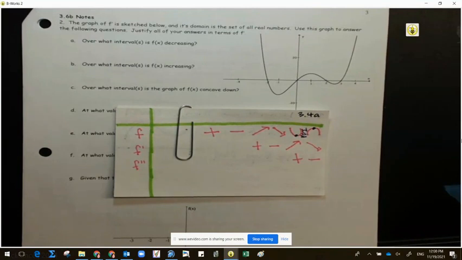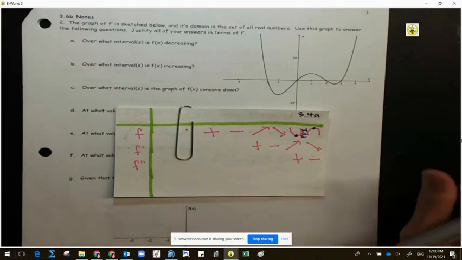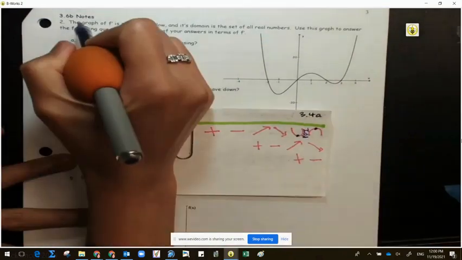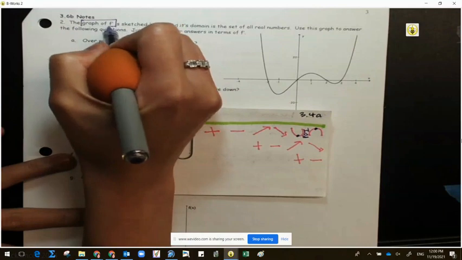All right. So Max, let's read the instruction. The graph of f prime is sketched below, and its domain is the set of all real numbers. Use the graph to answer the following questions. Justify all of your answers in terms of f prime. So our key thing: the graph is f prime.